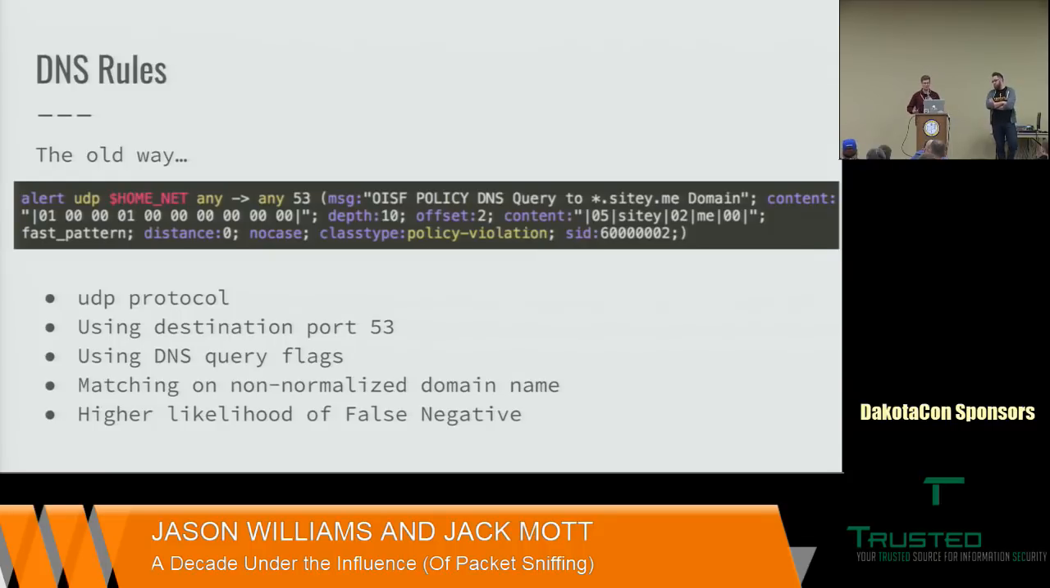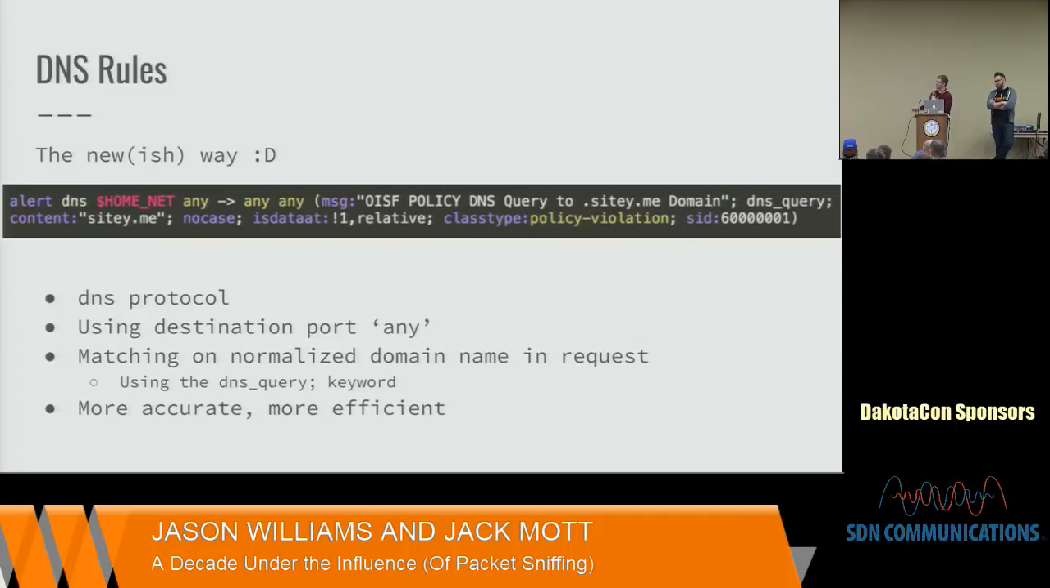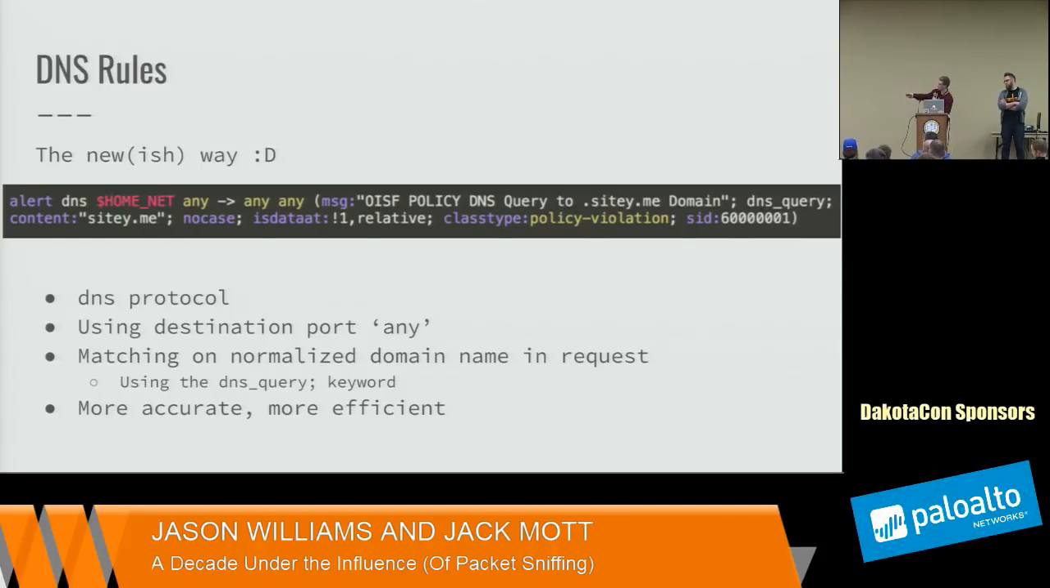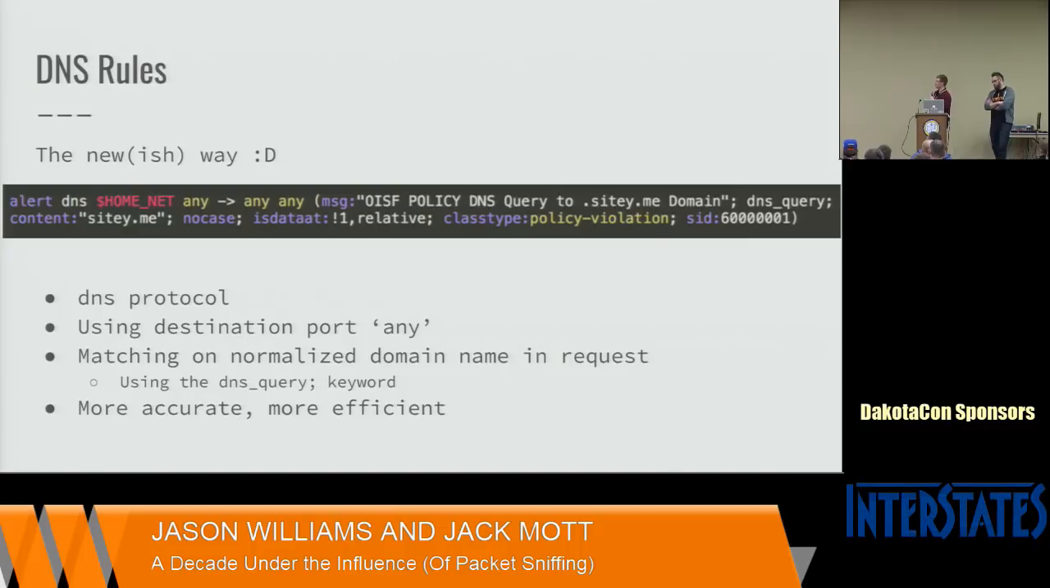It doesn't make a ton of sense. Wouldn't it just be easier to write the domain name there? Well, yeah. So this is how we can do it now. We can say alert DNS, and then basically any ports, because we can parse any ports. We just use this one keyword, DNS query, and then we give it the domain name we're looking for. And that's it. So it's a lot more efficient, and it's also a lot easier as an analyst to write these rules. This is also something that could really easily be automated.